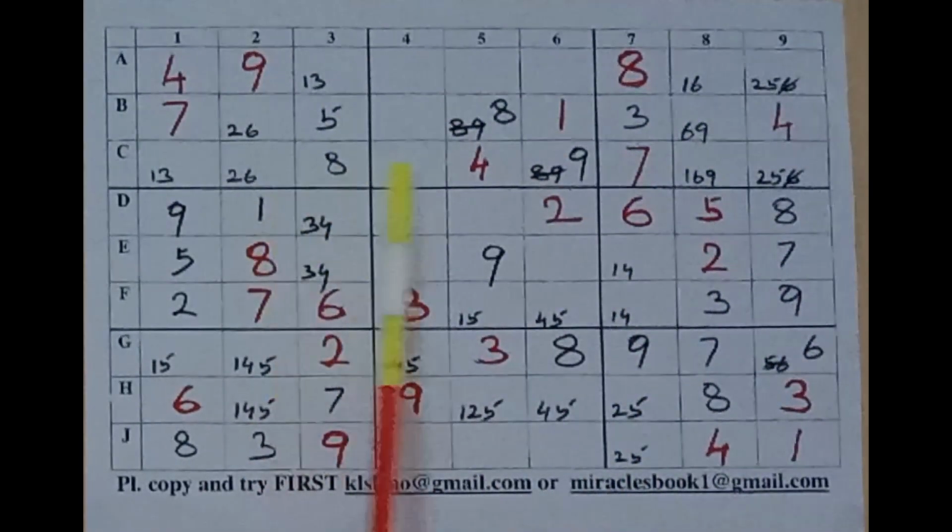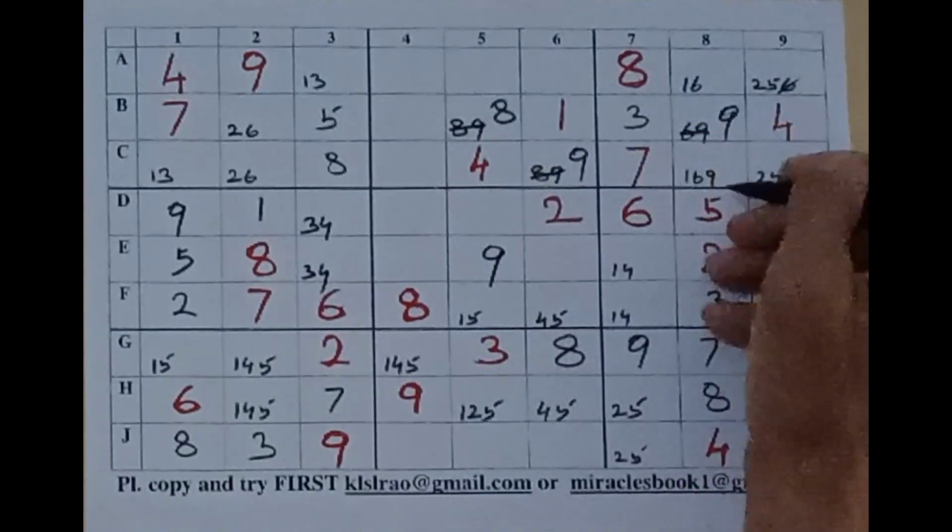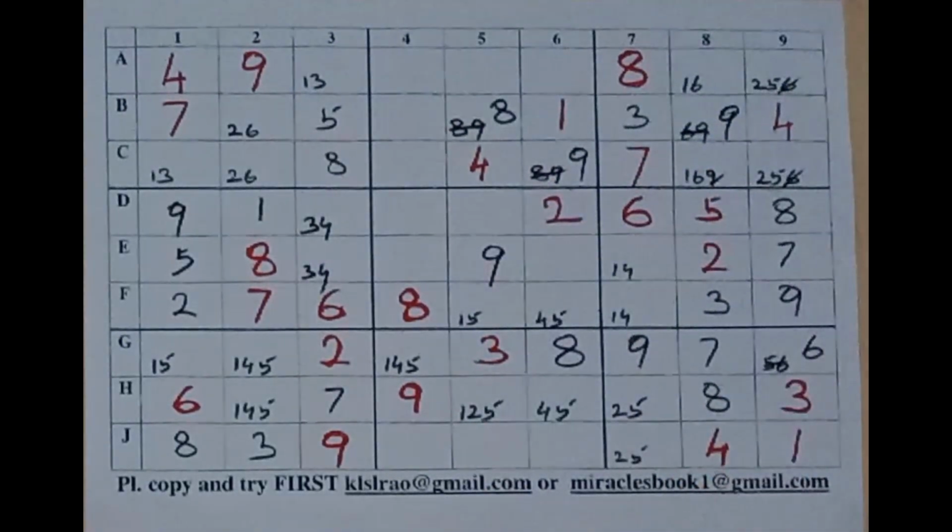This 9 there and this 9 here, naturally this is 9. So we can correct this 9 there. Okay. Now let us come back here.